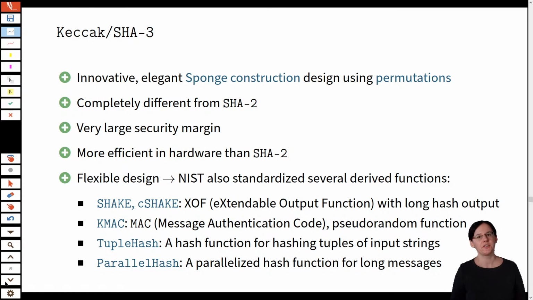So what are the advantages of this new hash design compared to the previous stuff? First, from a purely aesthetic perspective, it's a really elegant and innovative design. So it looks completely different than the previous ones. It uses permutations instead of compression functions, and it also has a very different construction of the primitive inside. It's also more efficient than SHA-2 on many platforms. In particular, it's a lot easier to implement in hardware, for example. And it's also quite flexible.